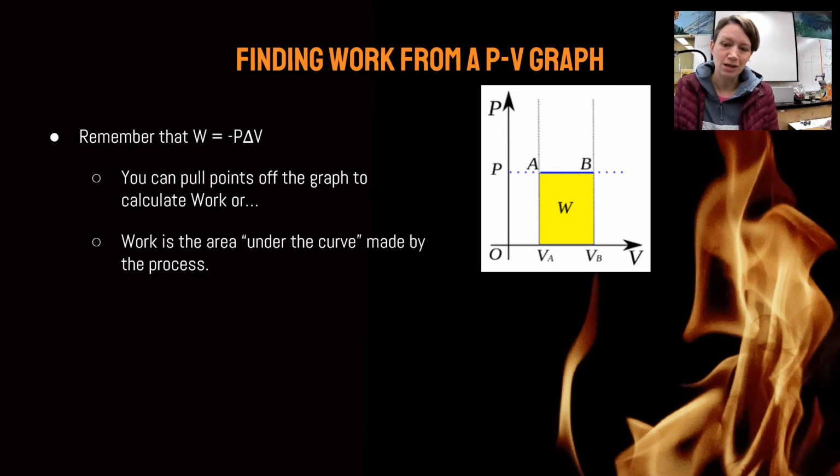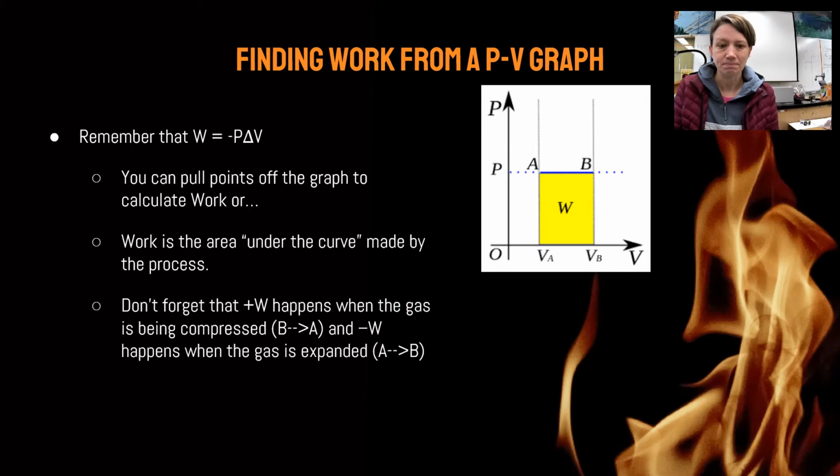And so usually it's conceptually quicker and easier, instead of pulling data points off the graph, to calculate work by calculating the area under any process. When I say under, I mean from that process line down to the x-axis. The one tricky thing about using the area under the curve of the process is dealing with that negative sign in the equation.